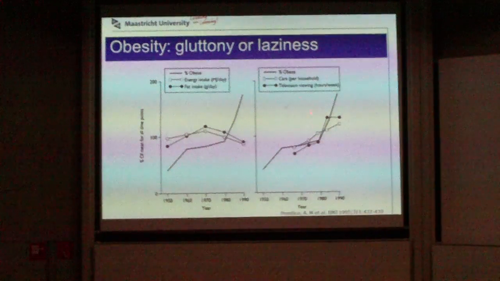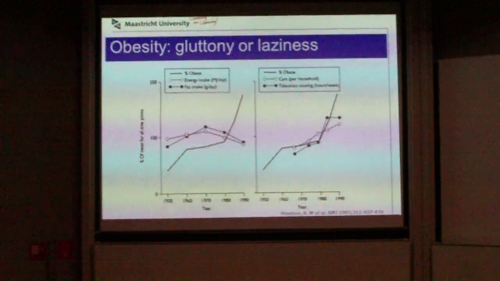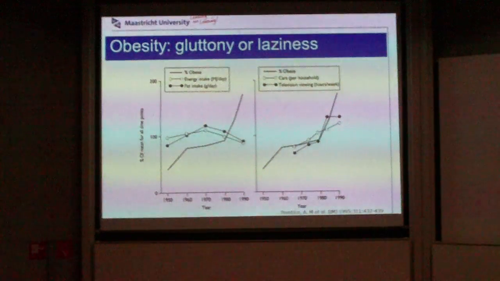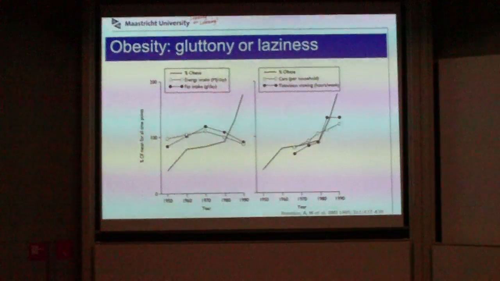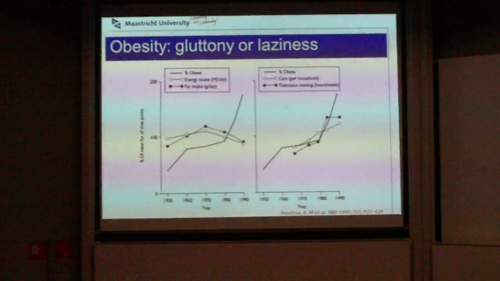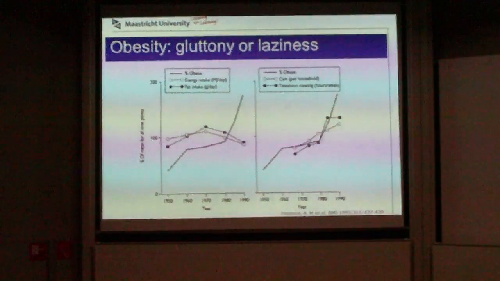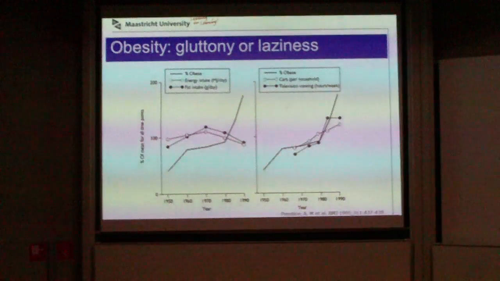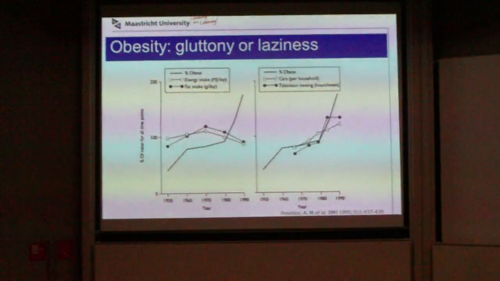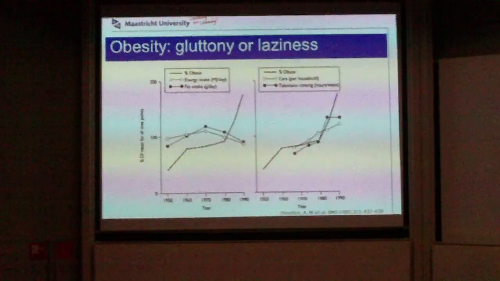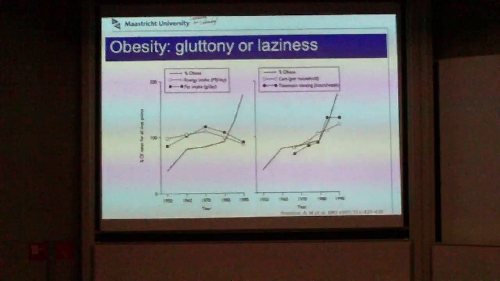If you look at the number of cars per household or television viewing hours per week, then you see that if you change the way you move around, if you used to do this on foot, or by bike, or on horseback, or by car, it makes you have a different energy expenditure. So it's energy intake in combination with energy expenditure.